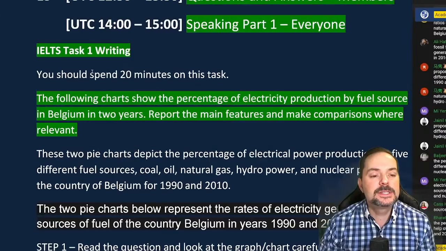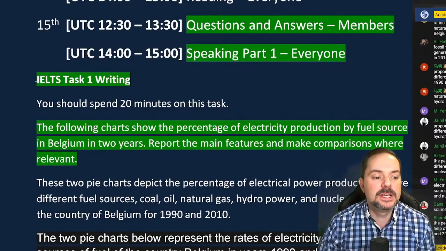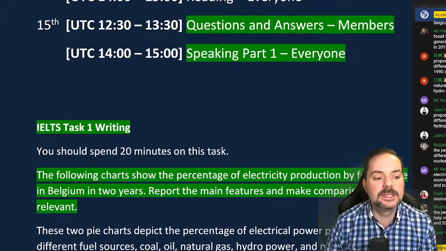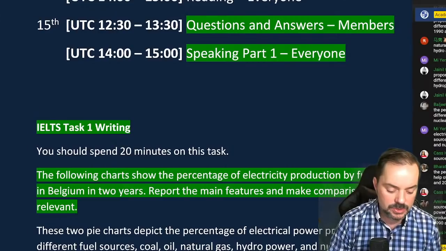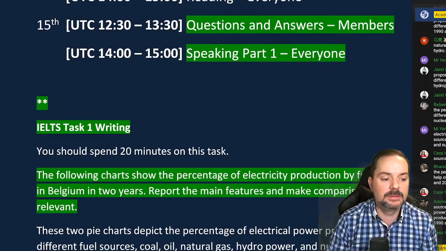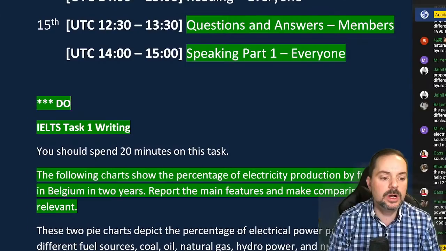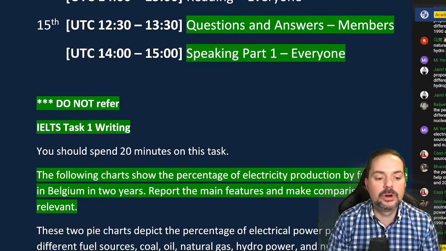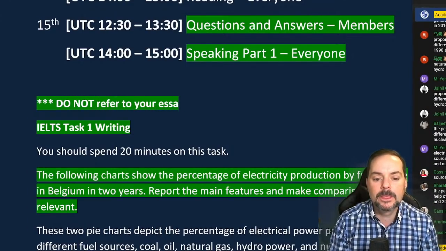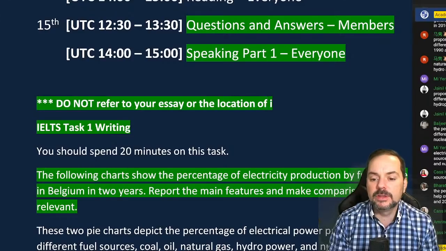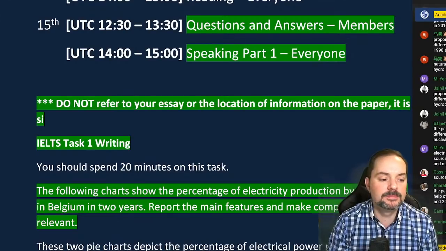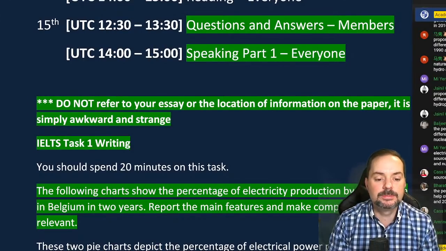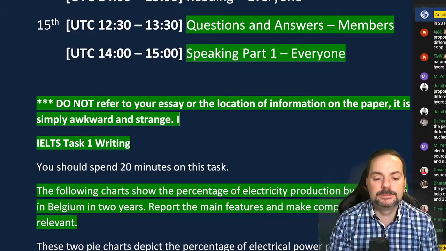I'm going to emphasize this for students because I often see this and it's really weird, and I'm not sure who is telling students to do this, but it's not good. So students, this is an important tip here, okay? Do not refer to your essay or the location of information on the paper. It is simply awkward and strange, okay? It's considered poor writing.